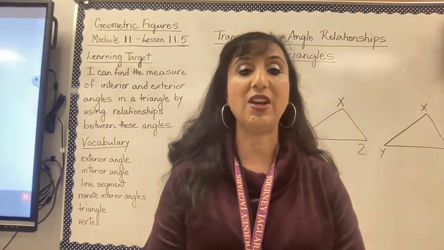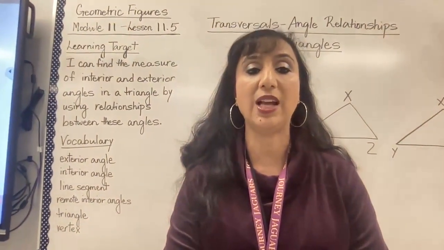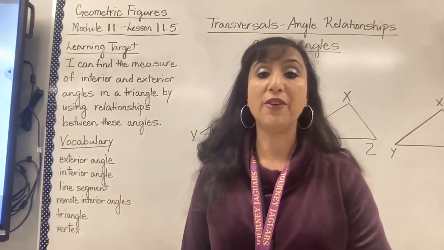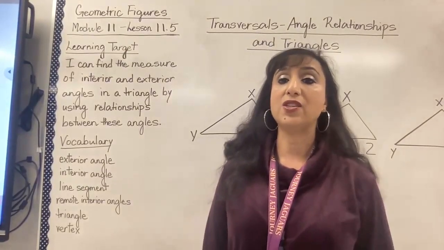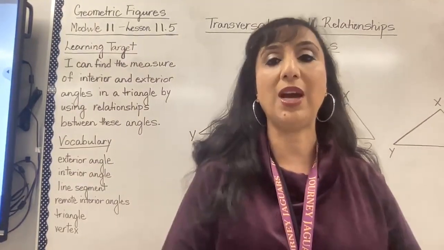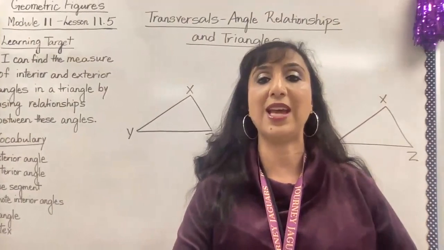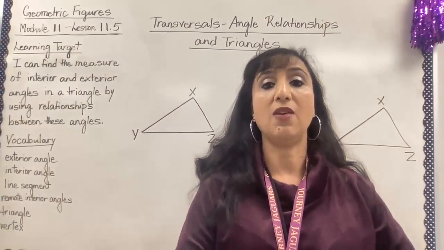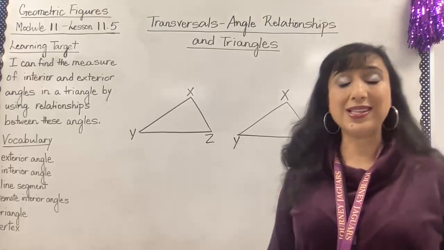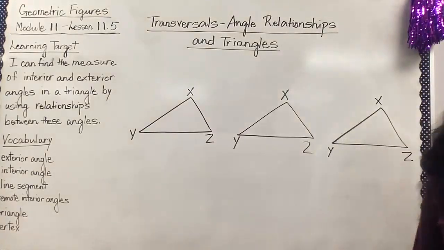We have exterior angle, interior angle, line segment, remote interior angles, triangle, vertex, etc. And so, based on this vocabulary, it'll make sense when we are talking about the transversals angle relationships. All right. So, let's first talk about what is a line segment. Okay, so that's the first thing.